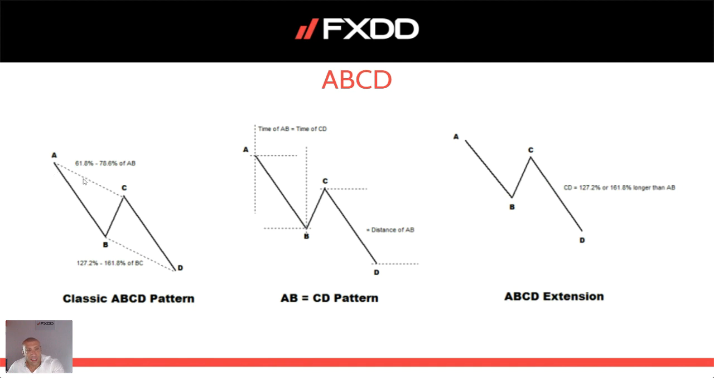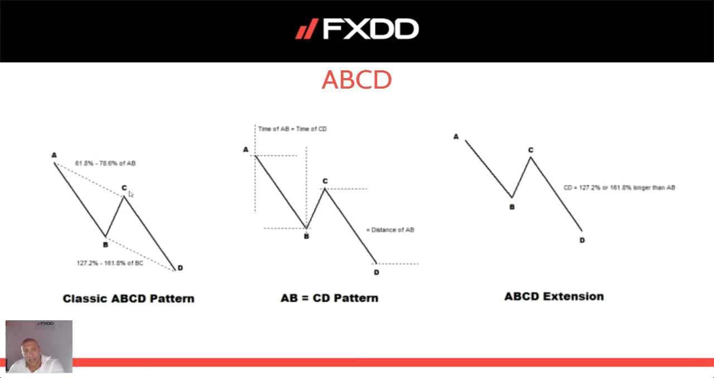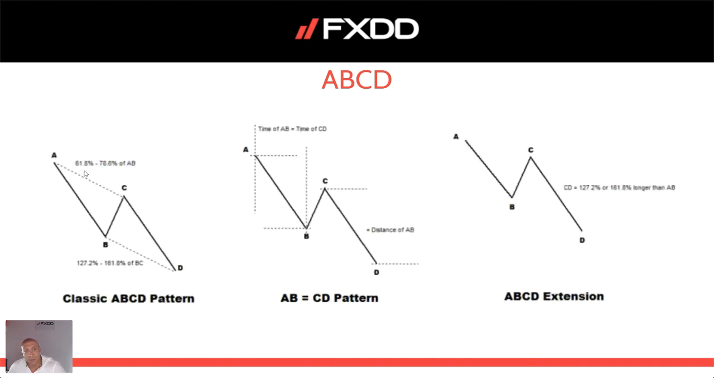From A to C, 61.8 to 78.6 of the AB retracement can also be derived as A to C. So sometimes we use deviations. If the deviation is approximately 15 to 20%, then we say that from A to C is not strictly 61.8, because the market will rarely print out the exact ratio, but rather it will be in between 61.8 and 78.6.